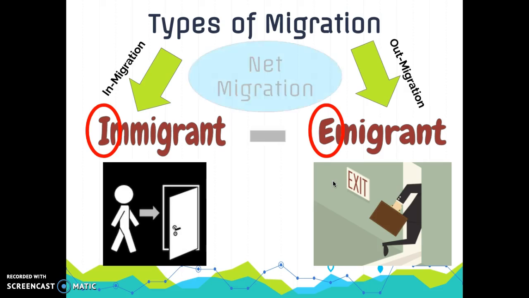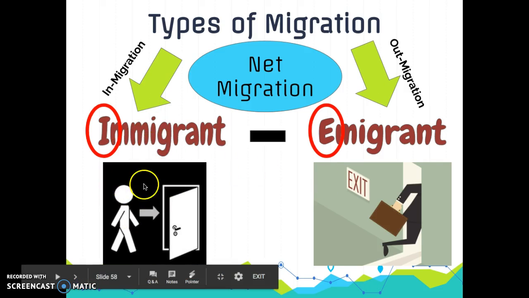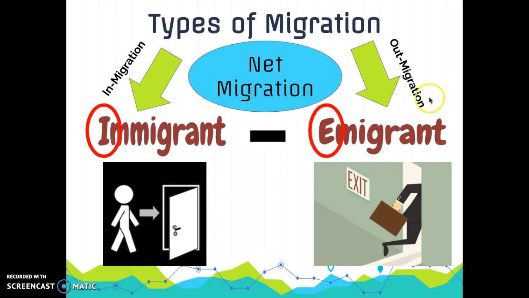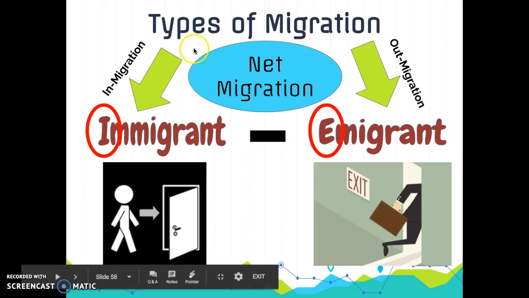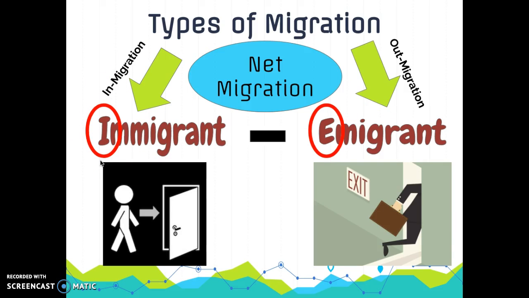Before we move on, I need you to know a simple equation here. Net migration is the difference between immigration and emigration in a specific country. If the number of immigrants is higher than the number of emigrants, that's going to be a positive net migration. And vice versa: if the number of emigrants is higher than the number of immigrants, then that's going to be a negative net migration.